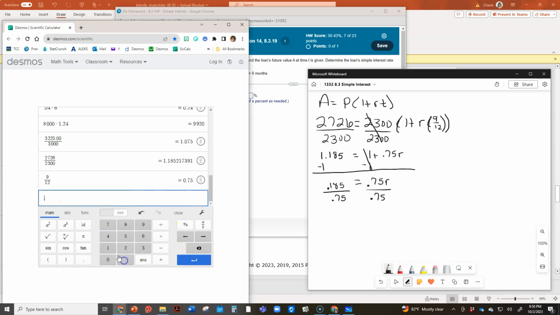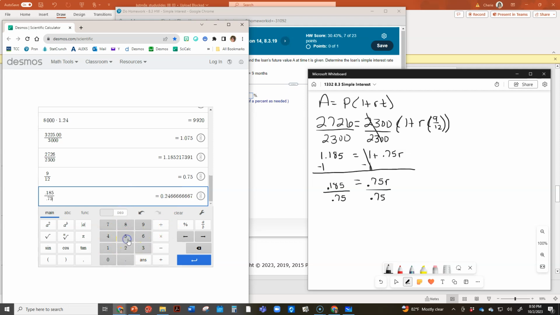So we're going to do 0.185 divided by 0.75, and the answer comes out to be 0.24 repeating 6. 24, the 6 is repeating. And so you put the little bar up there. So that's the value of R. The reason that that's important is because of the rounding rule, of course. It says round. I need to change that now, it's a decimal. I need to change it to a percent.